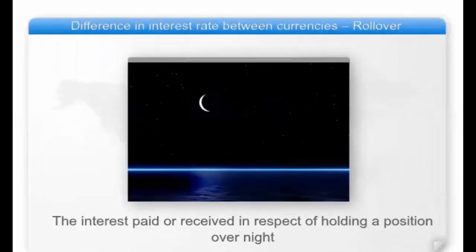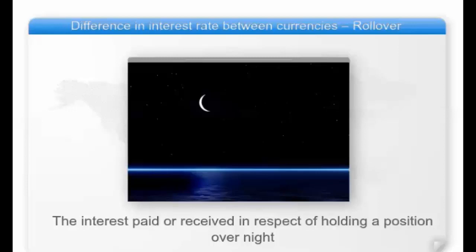Difference in interest rate between currencies. Rollover. Before we discuss this subject, it's necessary to note that most brokers perform a rollover in an automatic manner, and that there is no need for intervention by the trader. In order to understand the meaning of the rollover, one must know that the interest rate between countries is not identical and that they are determined by the local government from time to time as part of their monetary policy. Rollover interest is the interest paid or received for holding a position overnight.